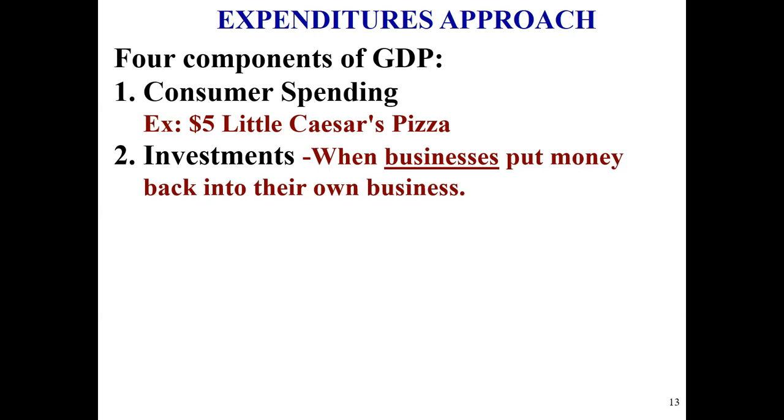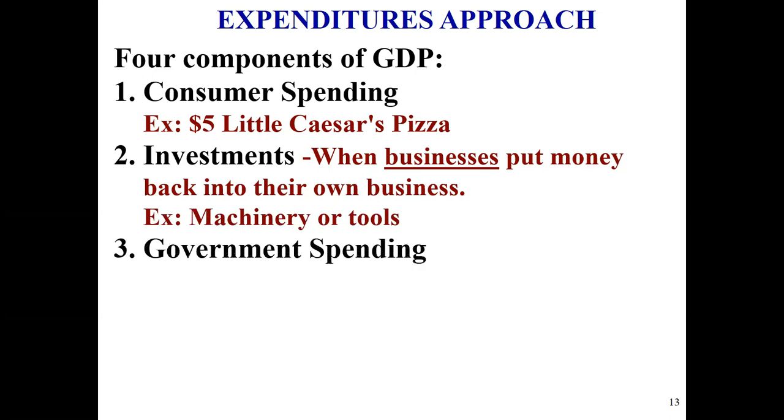There are a couple of things that go under the investment category that are a little different. One is buying a new house. That goes under investment. The second is inventory. If Ford doesn't sell a car in 2020, they put it in inventory. That goes under investment. Those are the two tricky ones: houses and inventory.